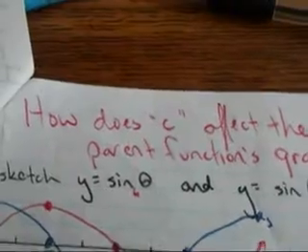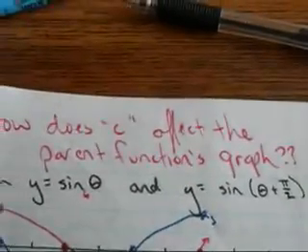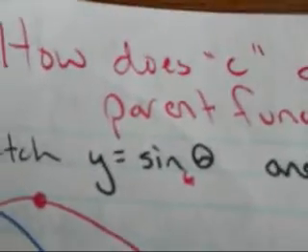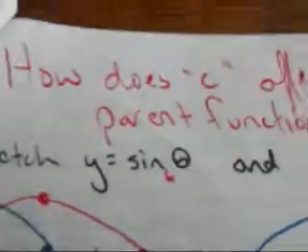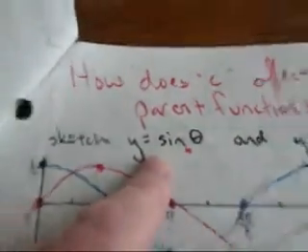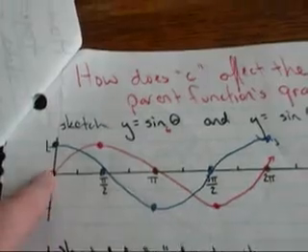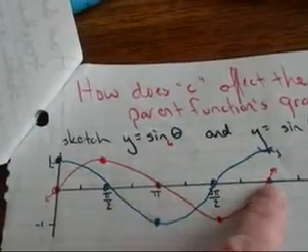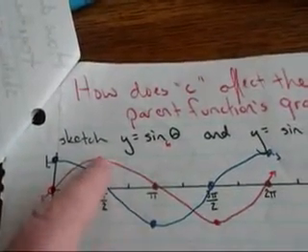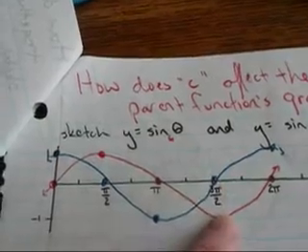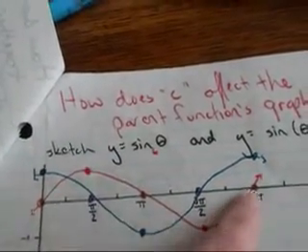Alright, let's look at how the c value can affect the parent function's graph. So if I sketch in red the parent function, y equals the sine of theta. Remember, I have zeros at 0, pi, 2 pi, a maximum at pi over 2, and a minimum at 3 pi over 2. So there's my parent function in red.